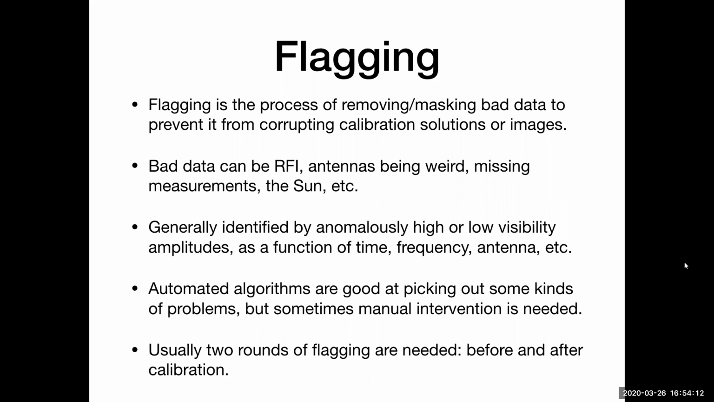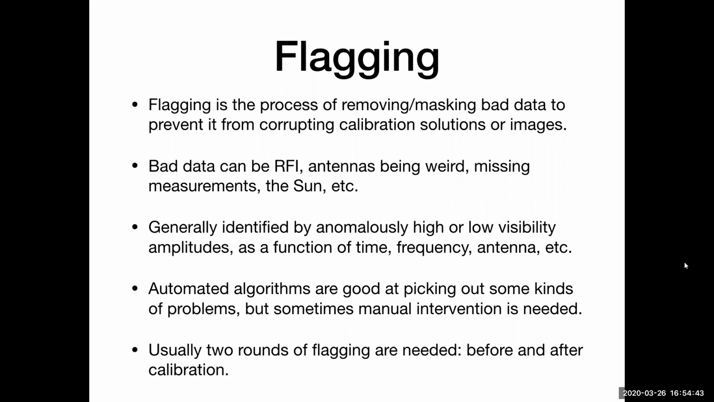So you need to try and get rid of this data so that it's not causing problems. The easiest way to identify it is usually if the amplitudes are really, really off, either too bright or too faint. Particularly if they stand out somehow in terms of time or frequency, or if one antenna is very different from the rest. Stuff like that. There are a lot of automated algorithms now that have gotten pretty good at picking out sort of the easy stuff.